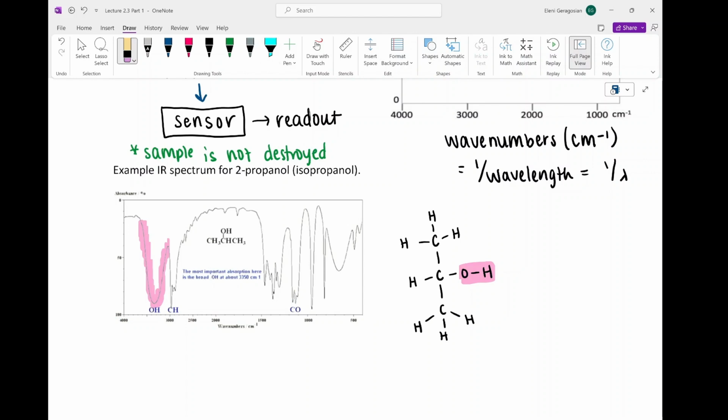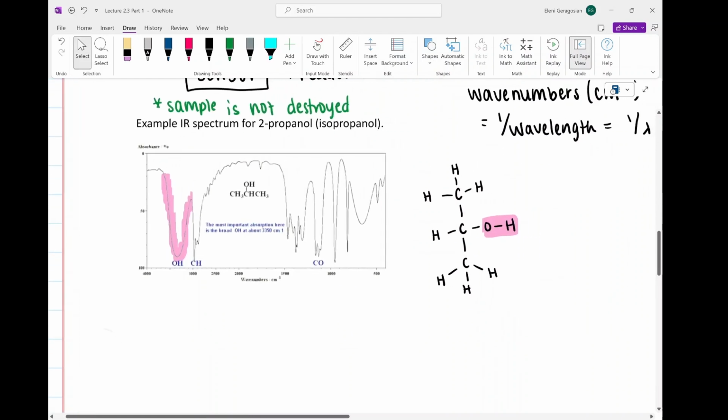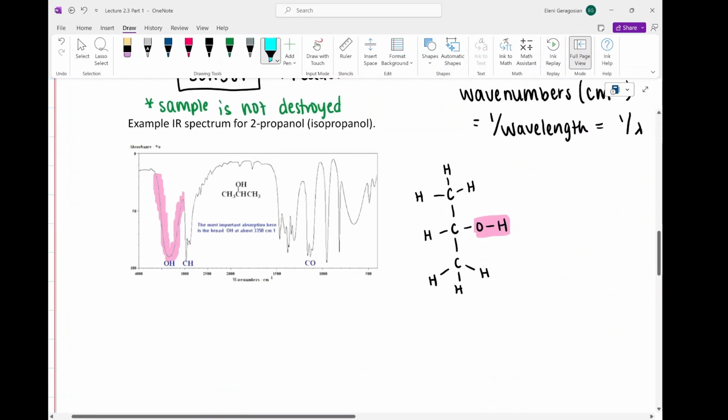Okay, so we've got the OH bond there. Another notable bond is the CH bond. Carbon to hydrogen bonds are typically right around 3,000 wave numbers. This peak represents all of the carbon to hydrogen bonds that are present in the molecule. I'm highlighting 1, but there are 7.